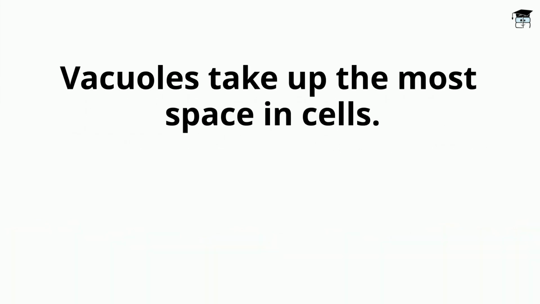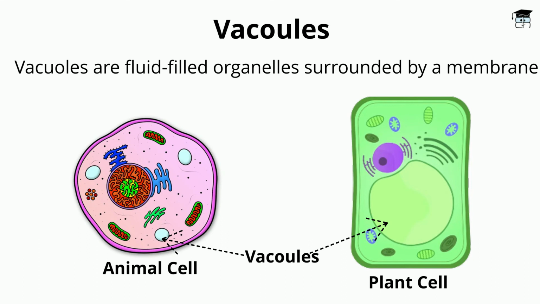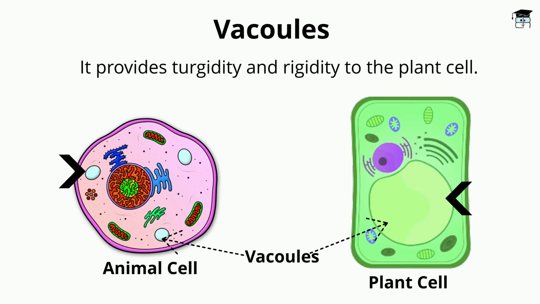Vacuoles take up the most space in cells. Why is it so? Let's discuss it in detail. Vacuoles are fluid-filled organelles surrounded by a membrane. Animal cells have small-sized vacuoles, whereas plant cells have large vacuoles. The central vacuole of some plant cells may occupy 50 to 90% of the cell volume. It provides turgidity and rigidity to the plant cell.